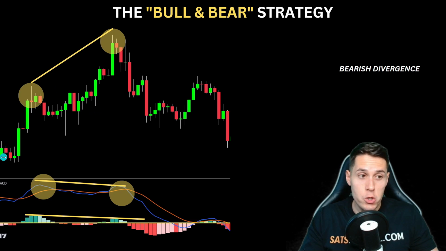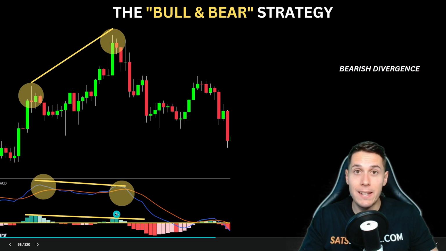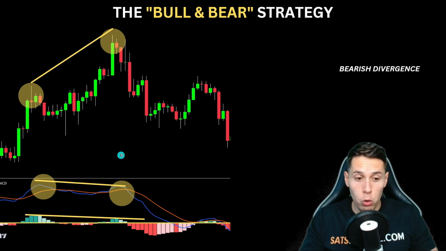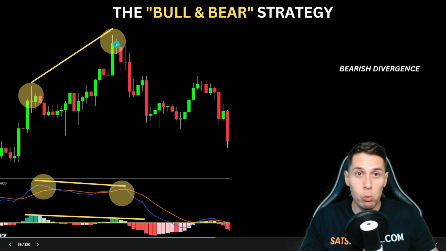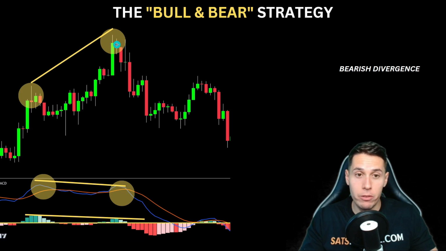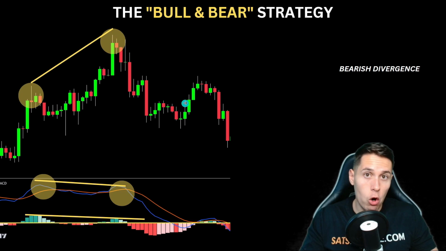Something is off. Usually in an uptrend, you want the MACD to be making higher highs just like the price, and the momentum to be increasing, not decreasing. You don't want to see momentum slowing down while price is increasing. When you see this type of thing, you can expect a reversal or at least a pullback.